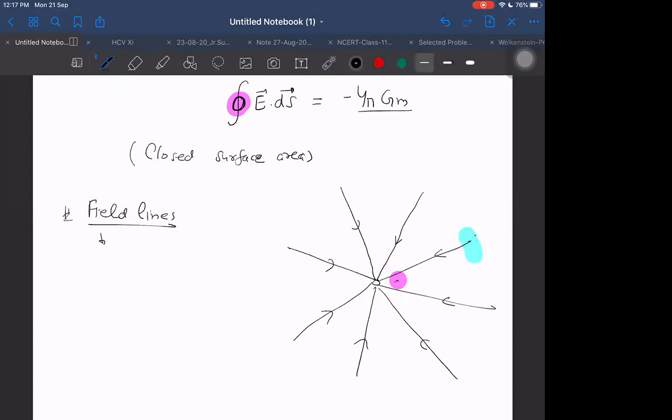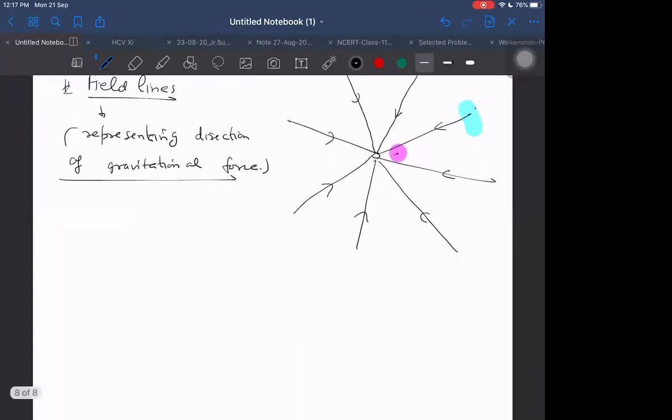So what are these field lines? These are representing the direction of gravitational force. How to obtain the direction of gravitational force from these? We can obtain the direction of gravitational force by just drawing a tangent to the field lines.